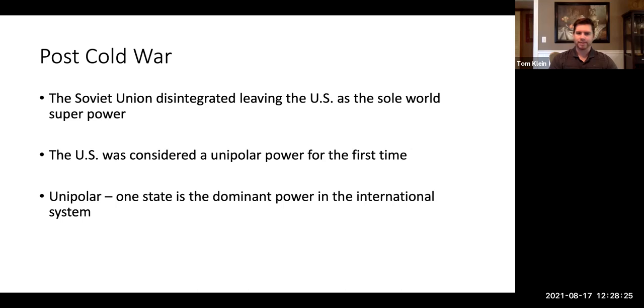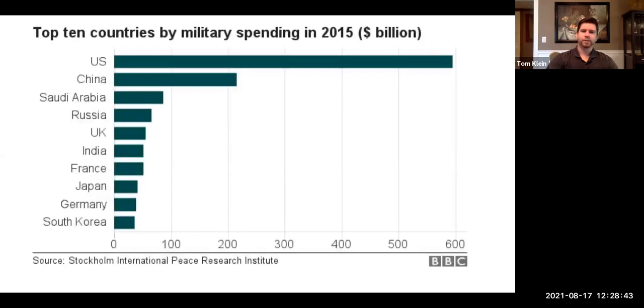One state, the US, dominating the international system. And again, you can make the argument that this is still the case. You can also make the argument that we're kind of reverting back to maybe a bipolar system with the rise of China, economically, certainly, and militarily, it seems like they're growing as well. So, the United States as a unipolar power has had to work very hard to maintain its status.